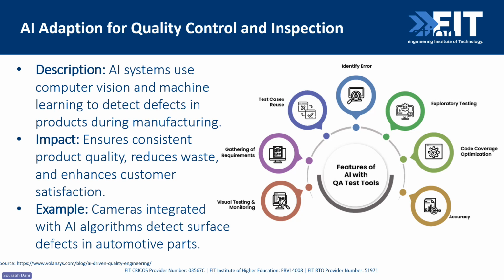So the main intention of this slide is to make you understand that AI can be used in terms of QA test tools. QA is nothing but quality assurance. So how was quality assurance used to be done? For example, I'll tell you.